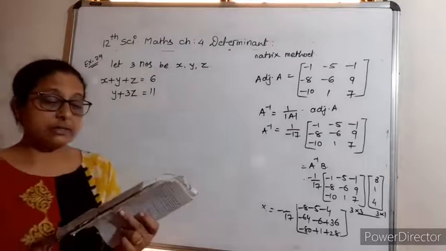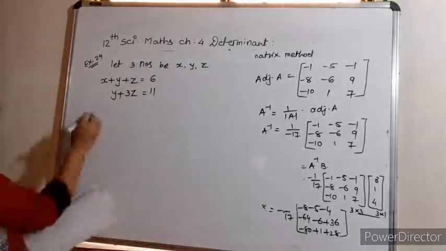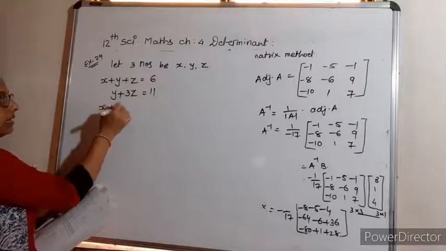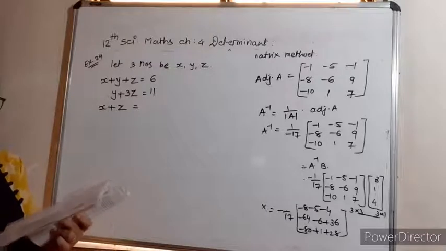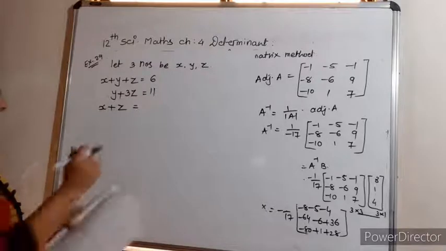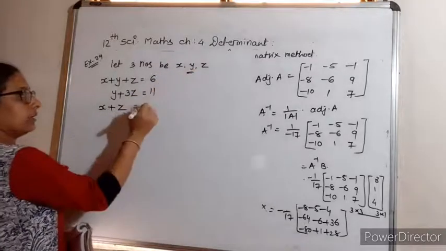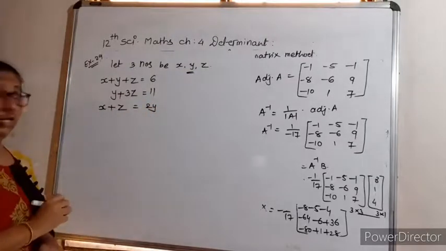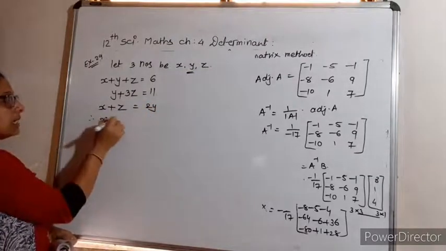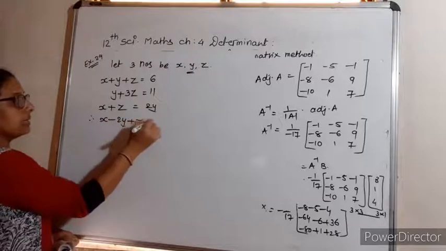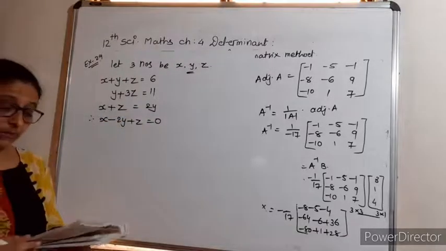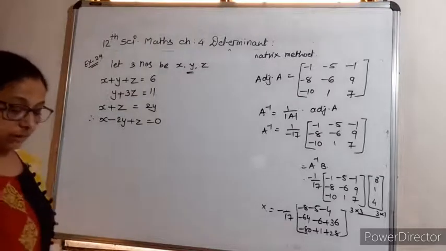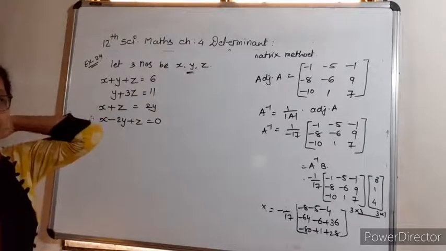By adding the first and third number, we get double of the second number. Double of the second number is 2y. So our equation becomes x minus 2y plus z is equal to 0. 2y gets to this side. So here are the three equations and you have to solve them by the matrix method.